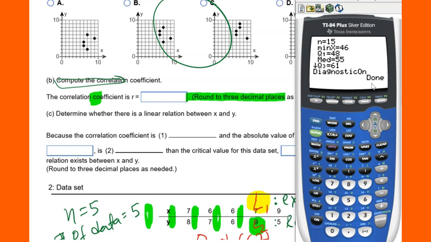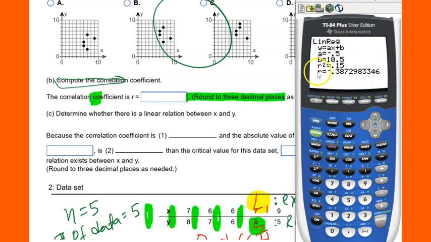Now you have to go to STAT again and select CALC. Here you select number 4, which is LinReg(ax+b). Either you can scroll down and select 4, or you can type 4, and press enter. Then it says LinReg(ax+b), and since your data is in L1 and L2, you don't have to do anything else, and you press enter. If you do that, you see R here.